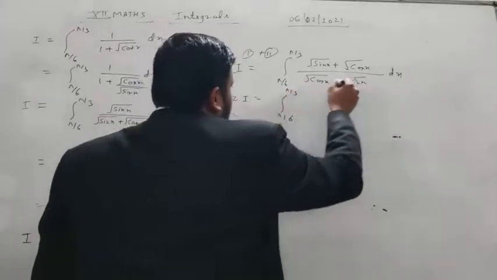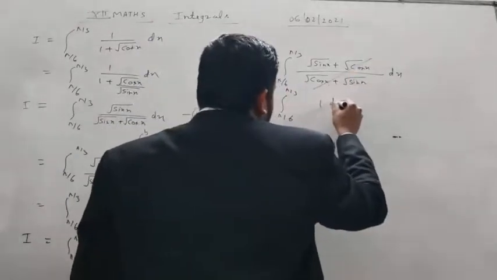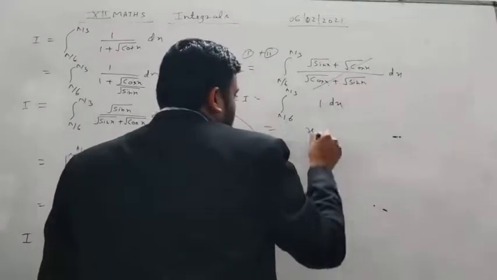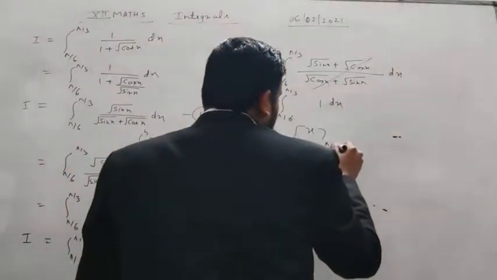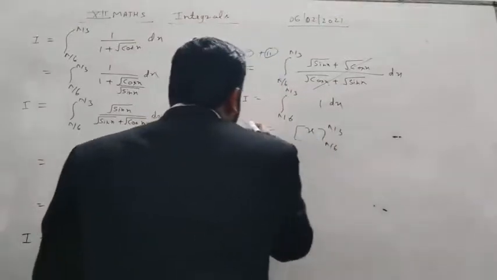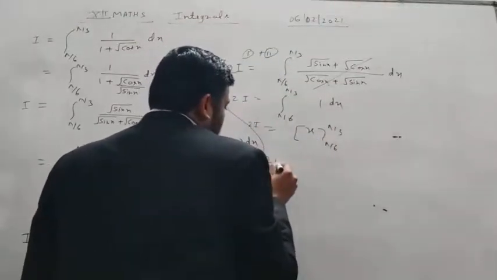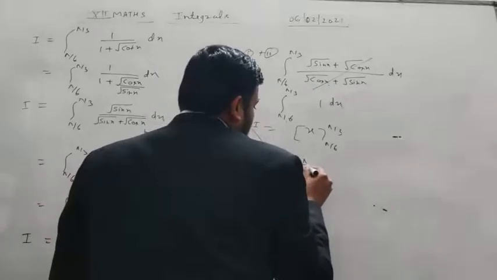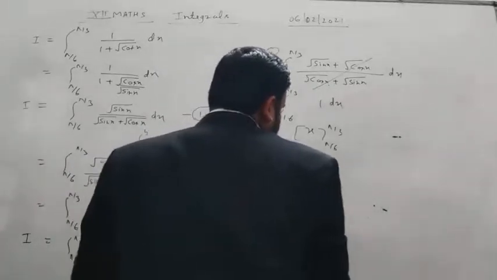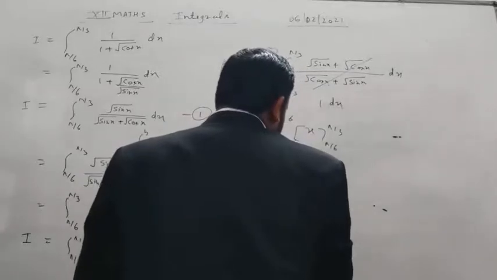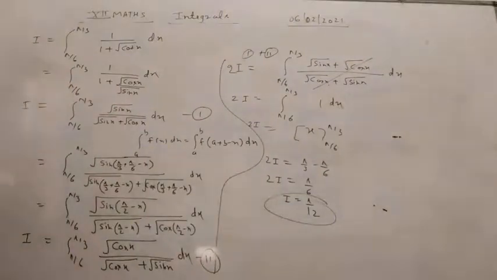Okay, students, so from the above two equations we are getting our 2I from pi by 6 to pi by 3, and this will be cancelled. We get 1 dx. So students, you know the integration of 1 is x, and we write the limit pi by 6 to pi by 3. So this is 2I, students, and we write pi by 3 minus pi by 6. So 2I is pi by 6 and I is equal to pi by 12. So this will be our required result. I hope you understand, students.